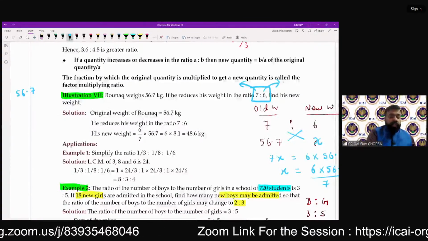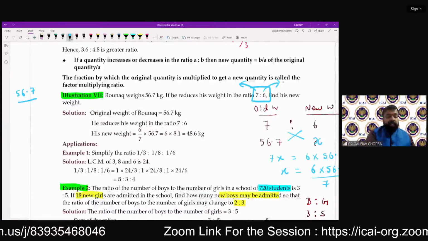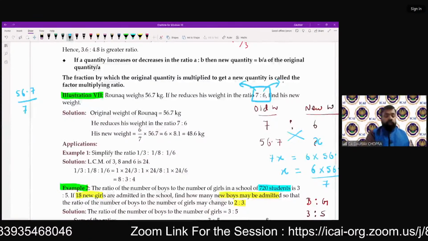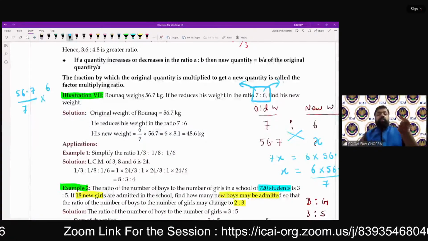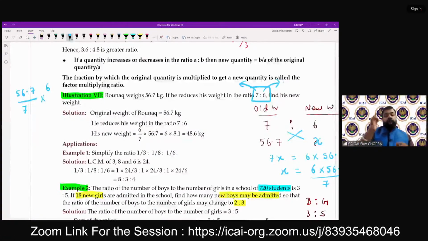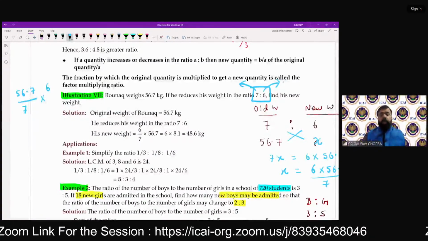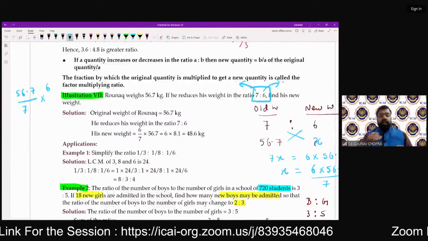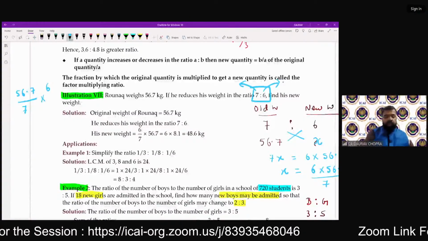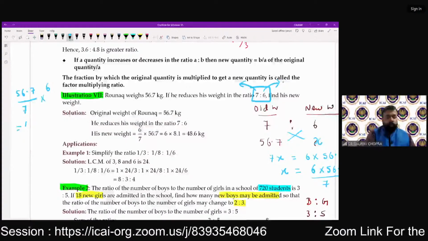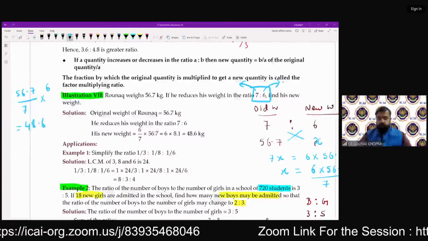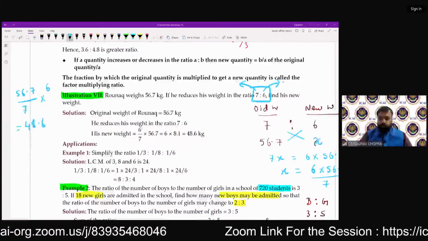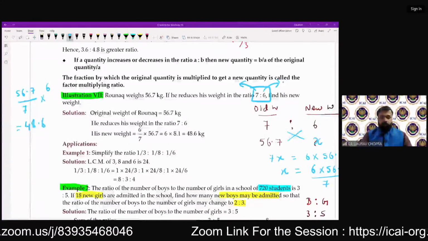So this 56.7 is equivalent to 7 units. Then what will be the value of 6 units? Simply divide it by 7 and multiply by 6. You have to divide by 7 and multiply by 6, and you will get your answer. So your correct result is 48.6. Okay, nice.